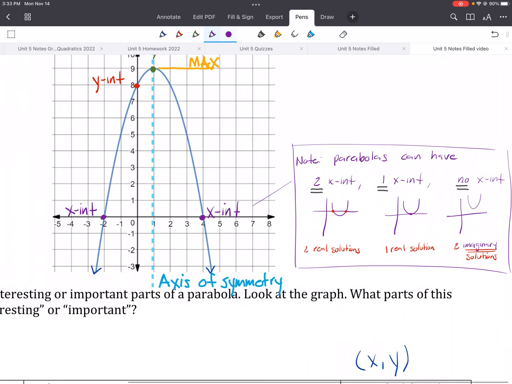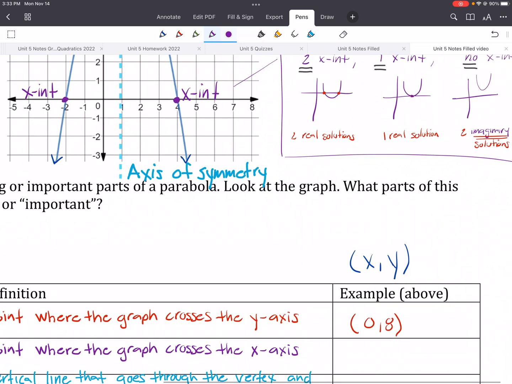All right, so we've got our y-intercept and x-intercepts. Let's write those down. It looks like we have one at (-2, 0), and we have one at (4, 0). Again, please write it as an ordered pair.